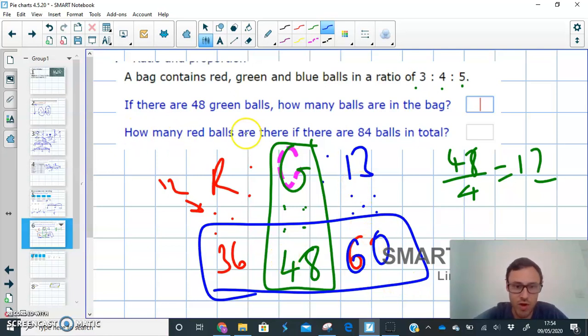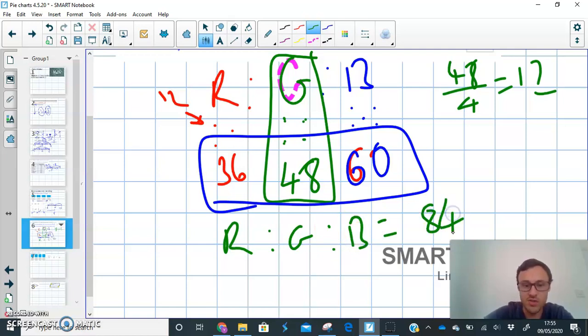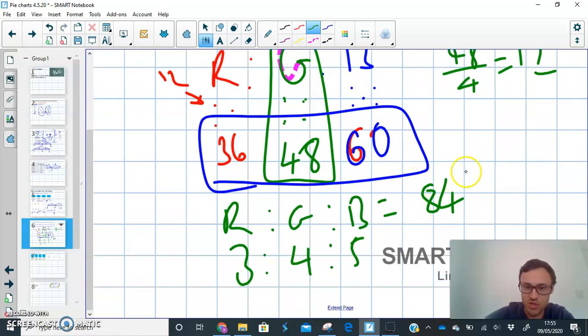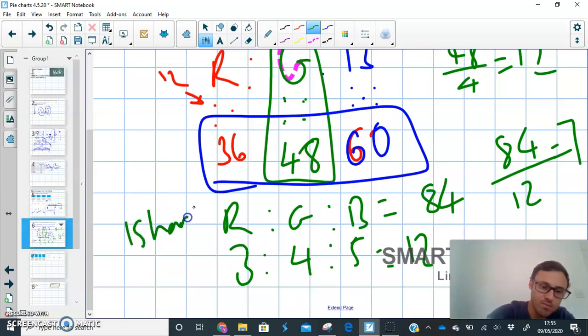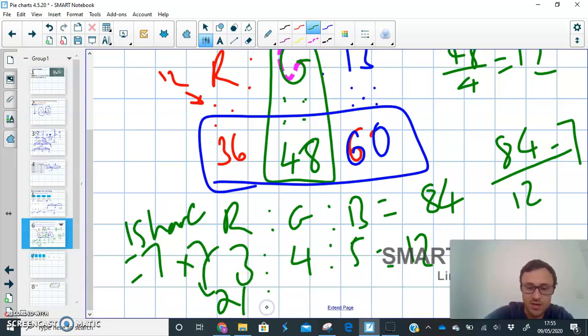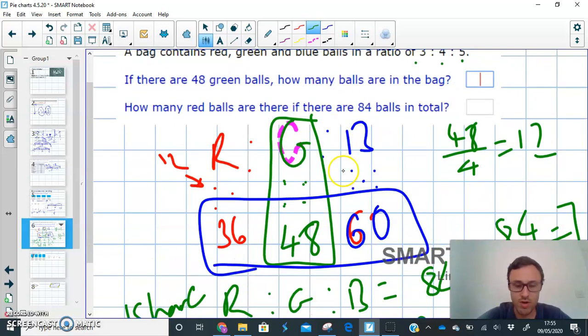And then how many red balls are there if there are 84 balls in total? Well, now I need to do red to green to blue. We know that there are 84 in total, and it's 3 to 4 to 5. If I know that there are 84 in total, 5 add 4 is 9, add 3 is 12. So I'm going to do 84 divided by 12, which is 7. So I know that each one share is 7 balls, so there would be timesing by 7 for each of these. 7 times 4 is 28, and 5 times by 7 is 35. That would give me my number of red, green and blue.